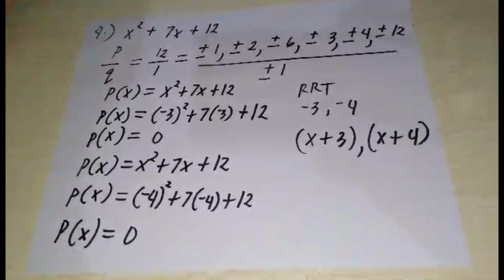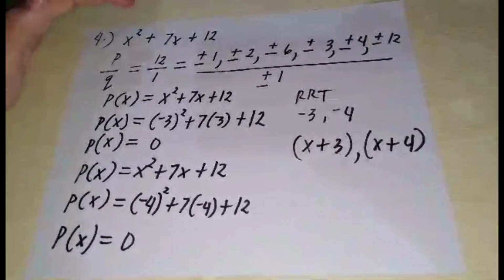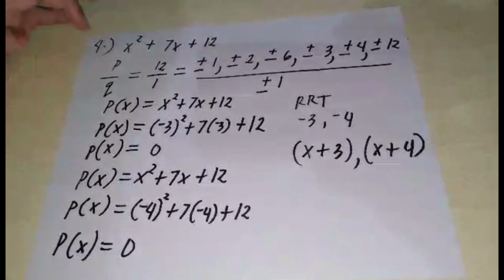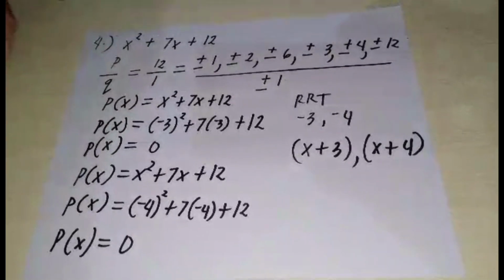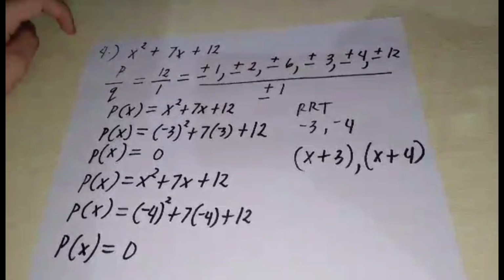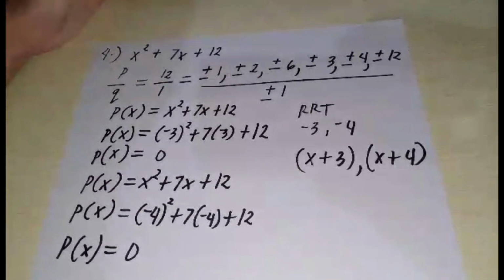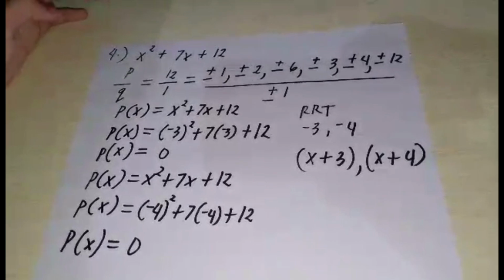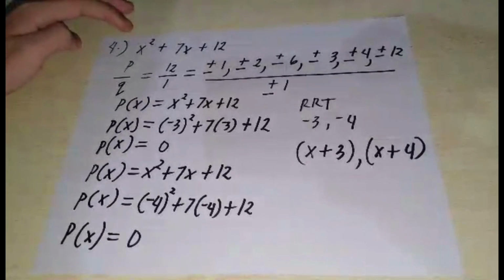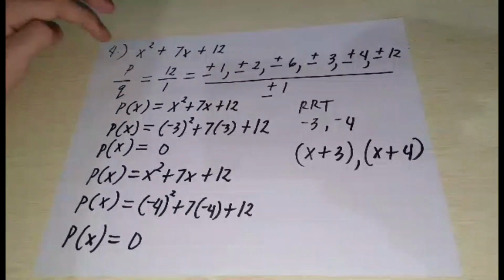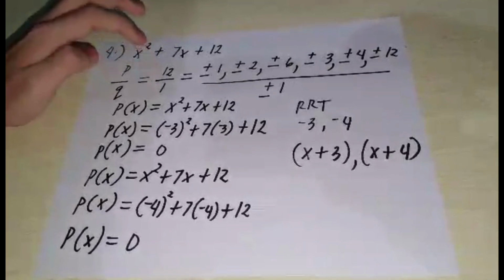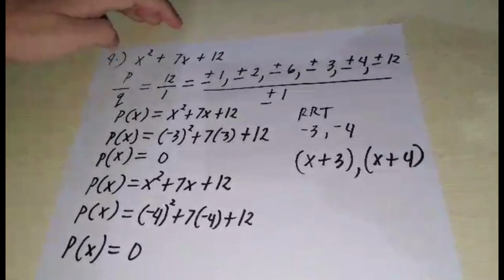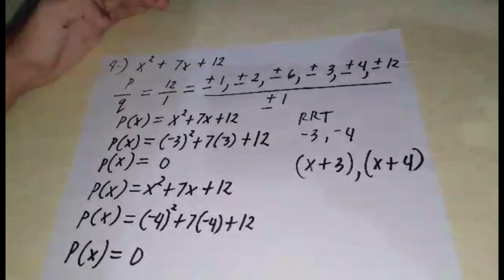So here is our first problem, x squared plus 7x plus 12. First, we need to identify the constant term and the leading coefficient. For this problem, the constant term is 12 and the leading coefficient is 1, since it is the coefficient of x squared. We need to find the possible real roots.